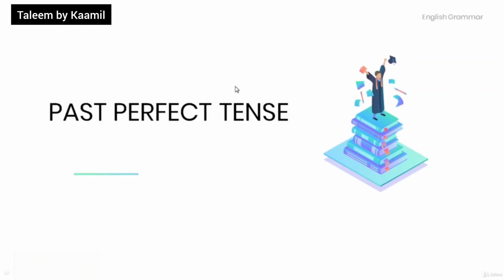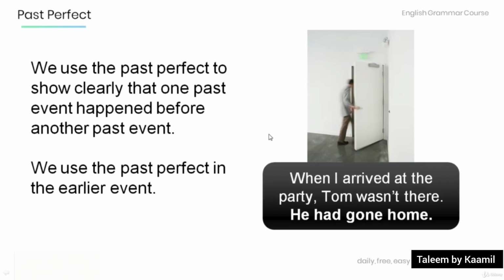Welcome to this tutorial. Today, we're going to talk about the past perfect tense. Let's get started. Now, we use the past perfect to show clearly that one past event happened before another past event. Note that we use the past perfect in the earlier event. Have a look at the example over here.